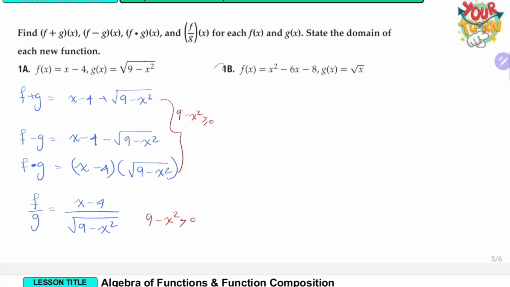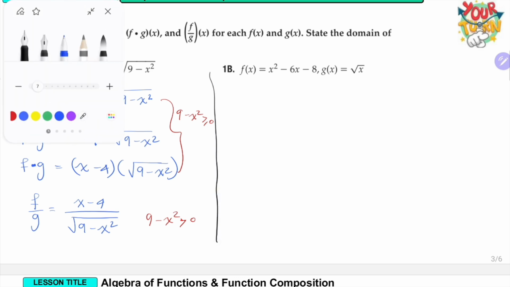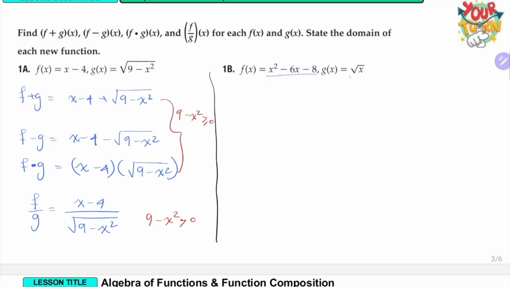The second example, here f is a polynomial function and g is a radical function, so it will be pretty much the same. So f plus the square root of x, f minus the square root of x, f times the square root of x, f divided by the square root of x. So pretty much it will be the same. So I'm going to leave this for you, and I will share the solutions to check your answers.